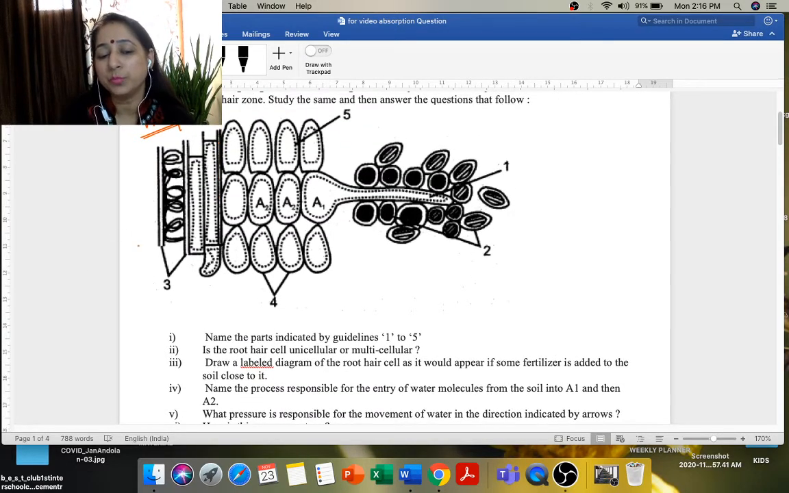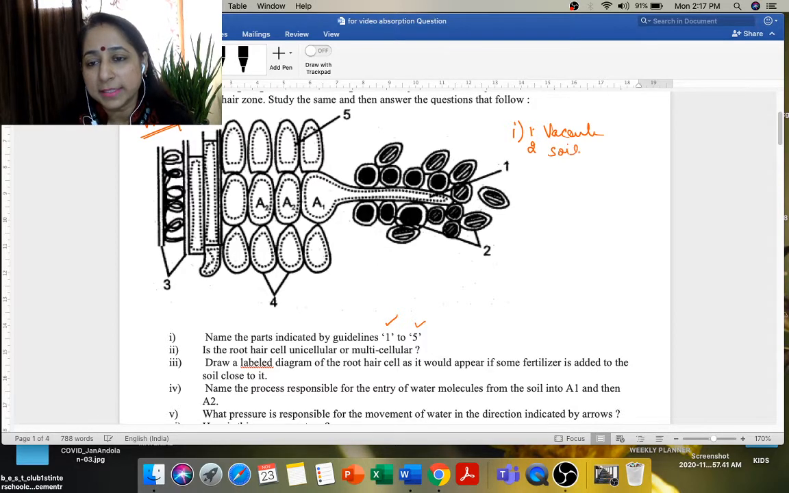So the first question is: name the parts which are indicated by the guidelines 1 to 5. So he is asking you to label. Now how do we write it? We'll write 1. Here 1 is a vacuole. We'll write 2. 2 is soil particles. Fine. So 3, 4, 5, so on and so forth, all the labelings. Then we move to part 2.